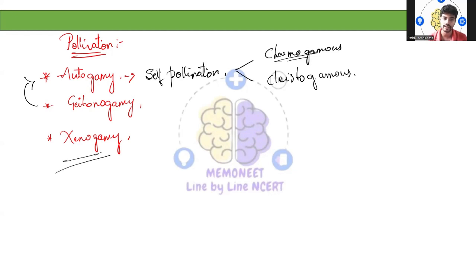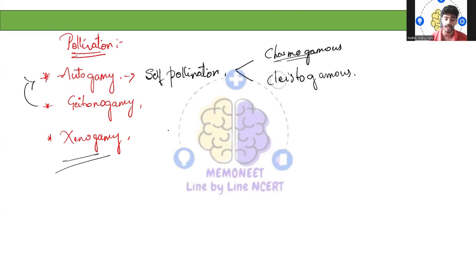The next one is xenogamy. That is xenogamy pollination, where the pollination happens between different flowers of different plants. So that is called xenogamy. Here, cross-pollination happens, almost self-pollination will never happen. Cross-pollination and pollinatory agents play a very important role.